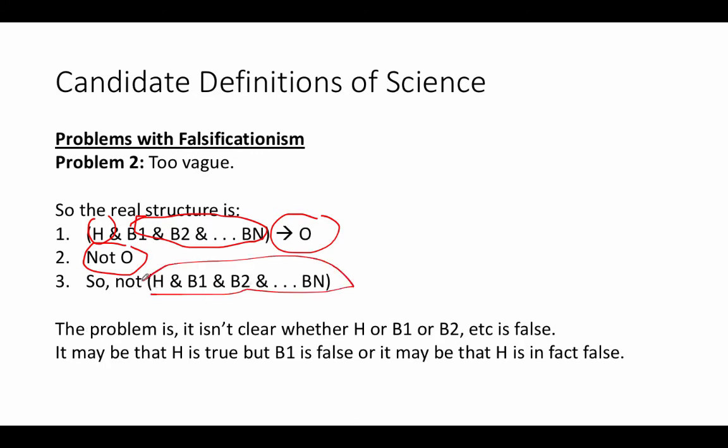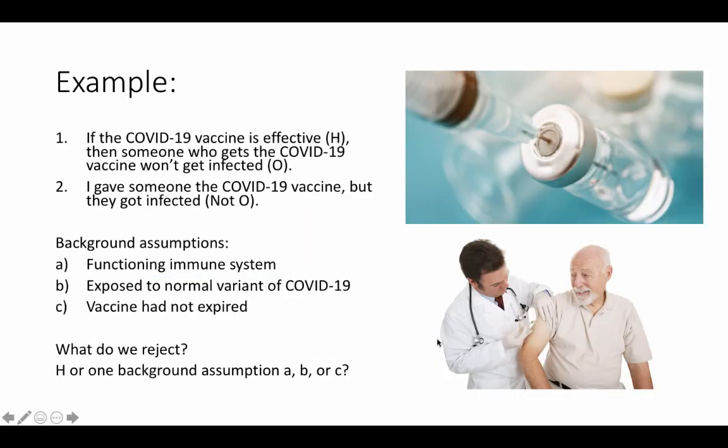So then when you don't get the observation you're looking for, it's this whole thing that is false. But the problem is you don't know whether it's the hypothesis that's false or various background beliefs. It may be that the hypothesis is true, but some other thing is false. So let's look at a concrete example. Here's a concrete example of this point I'm making, which until now has been kind of abstract.